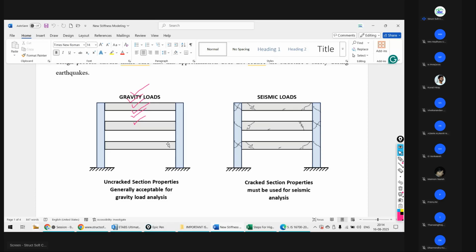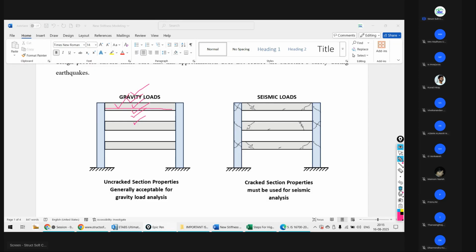A frame is there. Frame means beam, column, everything is there, and the shear wall is also there, and that frame is subjected to your gravitational load. So when your frame is subjected to gravitational load, the resisting strength of your section will be your concrete and your reinforcement. Both combined are going to resist your load.